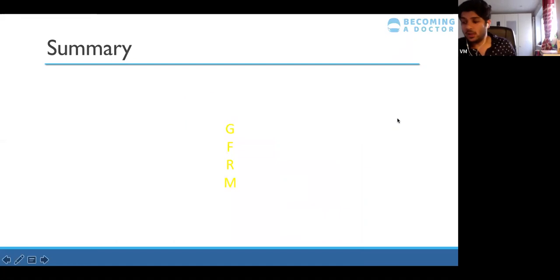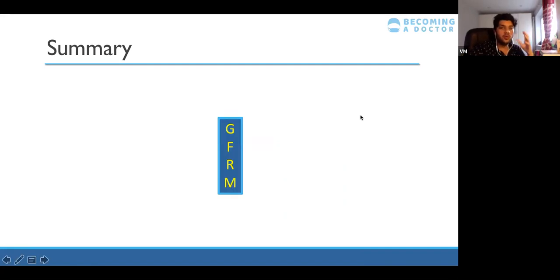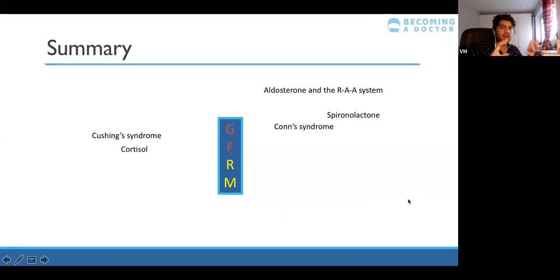All right, so that was nearly 50 minutes. So just a bit of a summary. We've gone through the 4 levels of the adrenal gland, the Zona Glomerulosa, when we've looked at the aldosterone system and the RAA system. We've looked at spironolactone and Conn syndrome. We've looked at the Zona Fasciculata, its role in cortisol and sugar metabolism and how it goes wrong in Cushing syndrome. We've had a look at the Zona Reticularis and androgen synthesis and function, sex steroids.